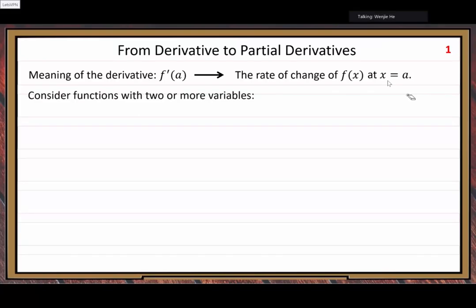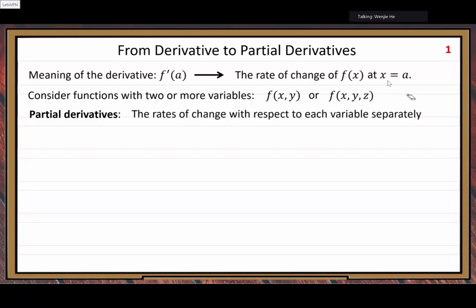Now we consider functions with 2 or more variables. In this class, I only want to consider these 2 cases, the 2-variable function case and the 3-variable function case. Now, the definition of partial derivatives: the rates of change with respect to each variable separately.